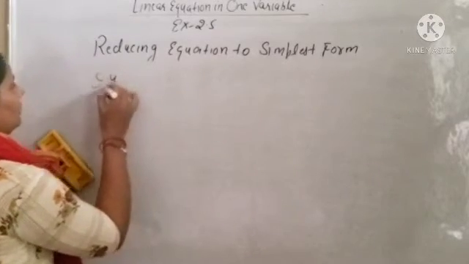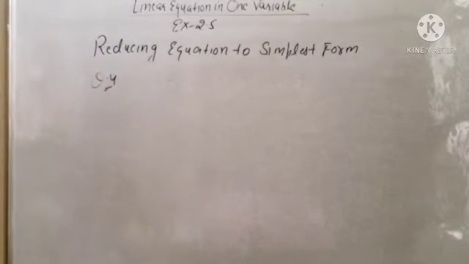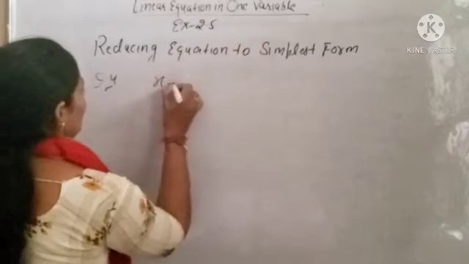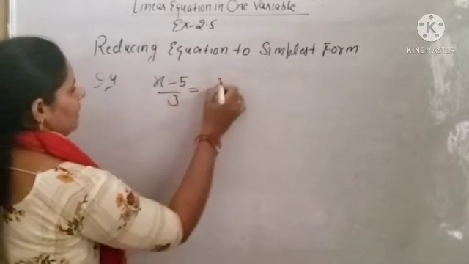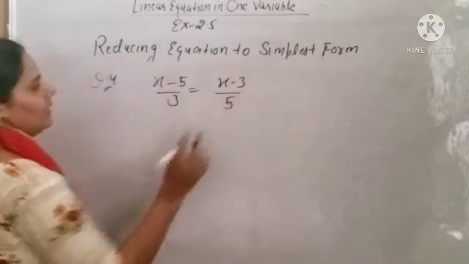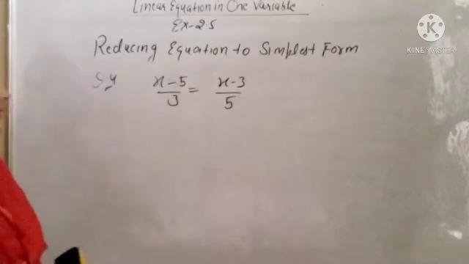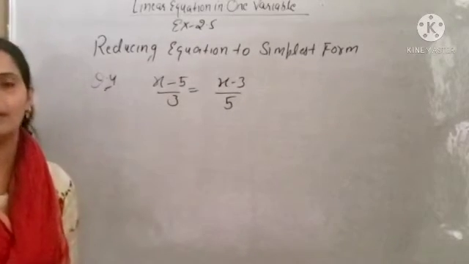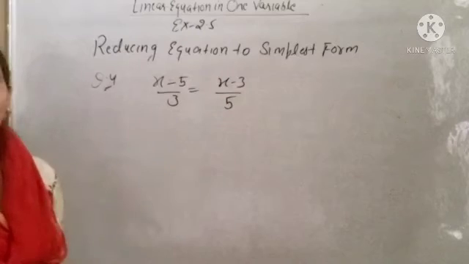Question number 4. So what is question number 4, beta? (x minus 5)/3 is equal to (x minus 3)/5. Clear? (x minus 5)/3 is equal to (x minus 3)/5. So you have to find out the value of x.